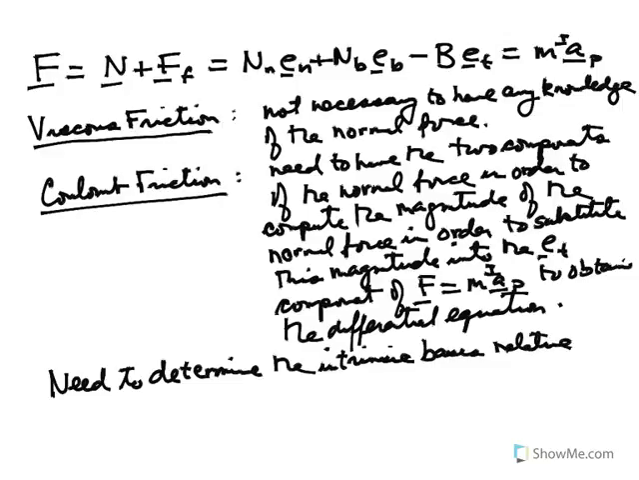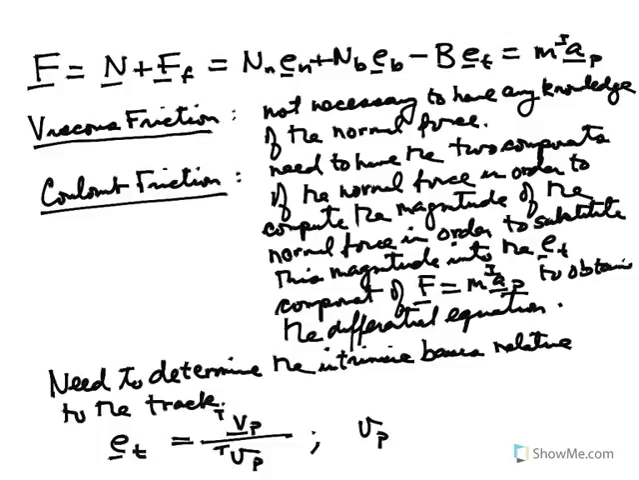So we need to determine the intrinsic basis relative to the track. The first thing is that the tangent vector relative to the track is equal to the velocity as viewed by an observer fixed to the track divided by the speed relative to the track, where the speed relative to the track is the magnitude of the velocity relative to the track. So let's look at the velocity relative to the track. The velocity as viewed by an observer fixed to the track is equal to the rate of change in the track of the position of P relative to O.